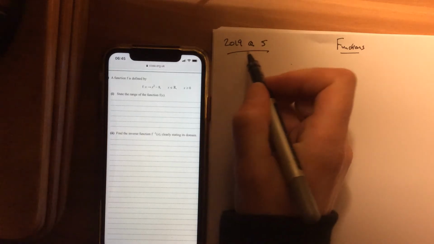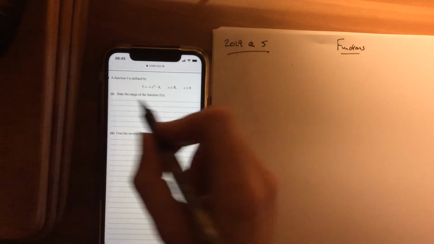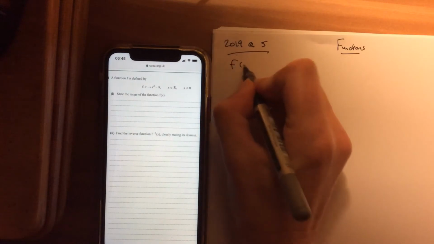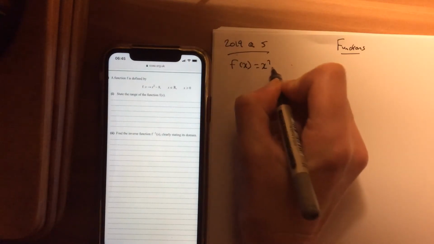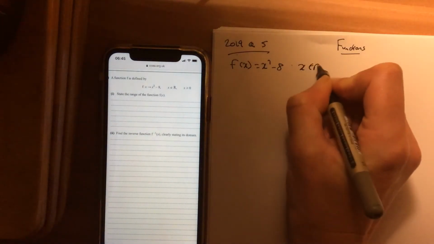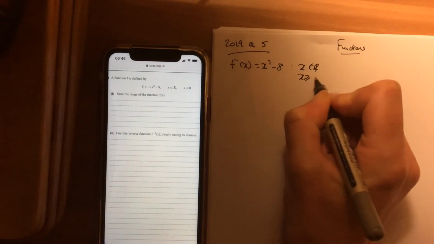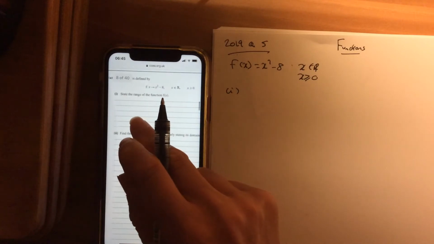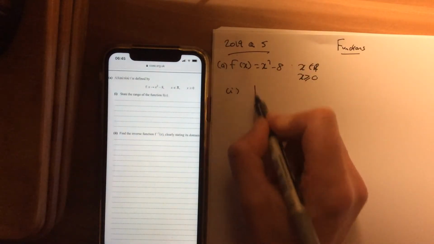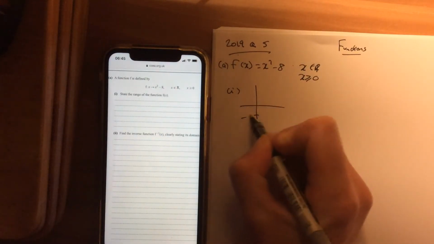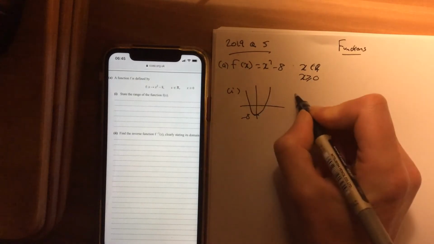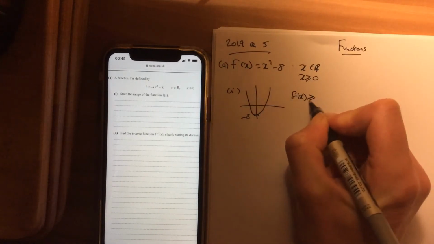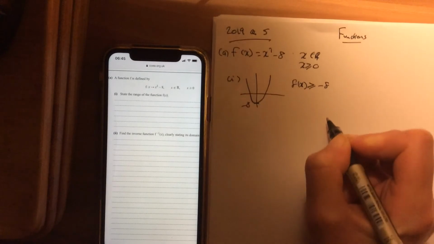First one I'm going to look at is 2019, question 5. It says a function is defined by f(x) equals x squared minus 8, x belongs to the real numbers and x is bigger than or equal to 0. State the range. So I'm going to draw out the wee graph here. So x squared graph and drop it down 8. You can see that the range of this is bigger than or equal to minus 8.